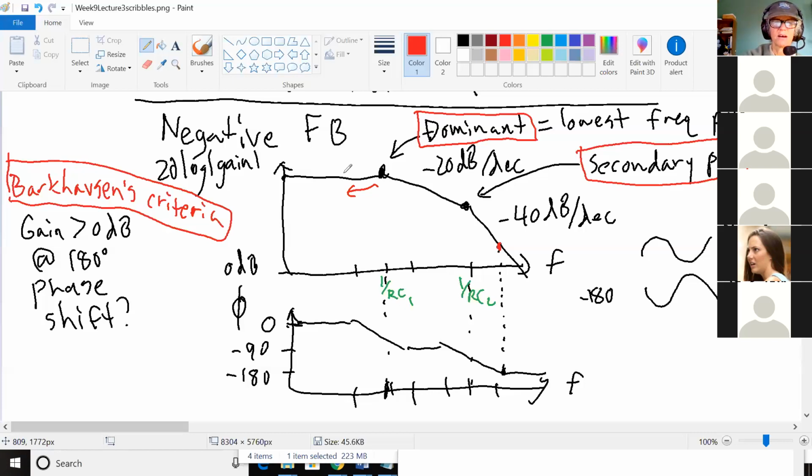Okay, so let's see what happens if I move the pole over to here. Then the magnitude starts to drop earlier. The second pole, the secondary pole, you haven't moved yet, so it stays where it is. And now we're satisfying Barkhausen's criteria. So if you're violating Barkhausen's criteria, shift the dominant pole left by adding capacitance.